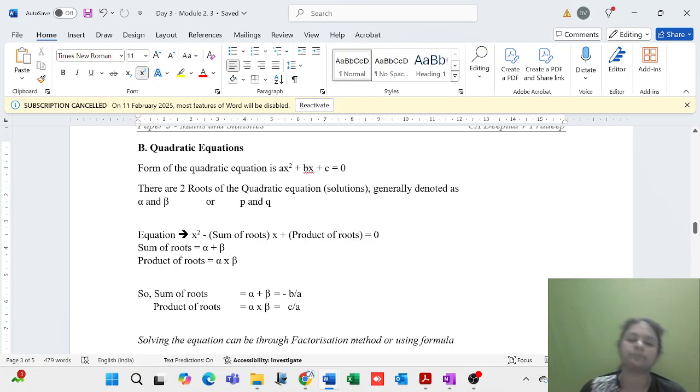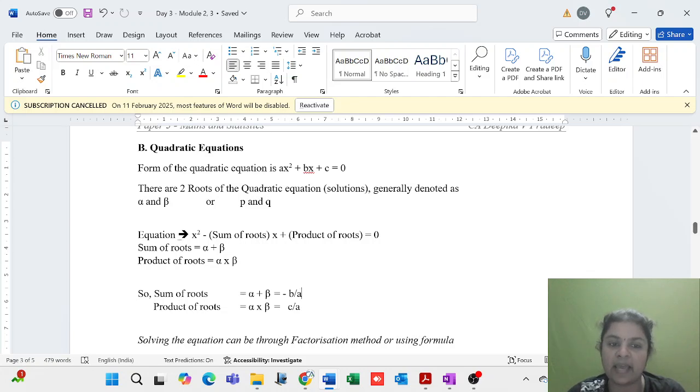Now, if you look at this equation, it will have a pattern. The pattern will be, if suppose the roots of the equation are alpha and beta, there are 2 things to remember. Sum of the roots, sum means addition. So, alpha plus beta, that value will be equal to the middle portion, and the product of the roots, product means multiplication, will be equal to this constant. So, in general terms, the sum of the roots will be given as minus b by a.